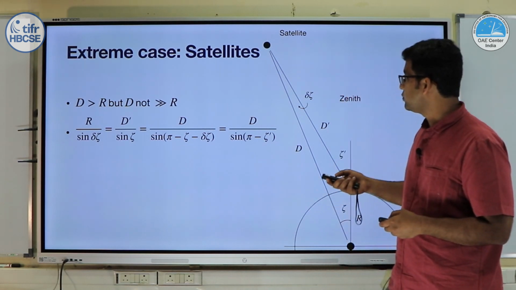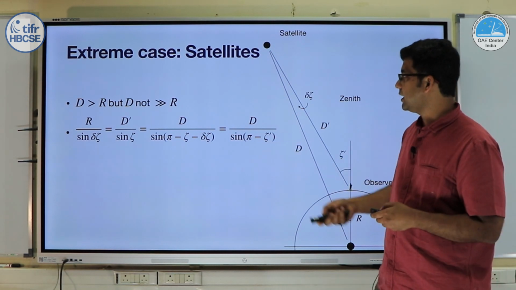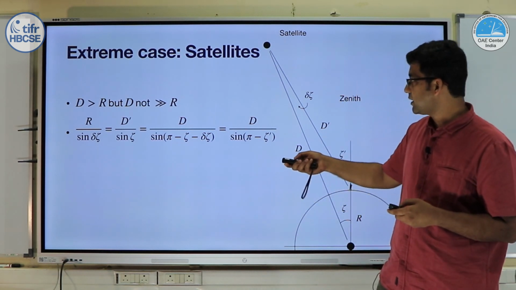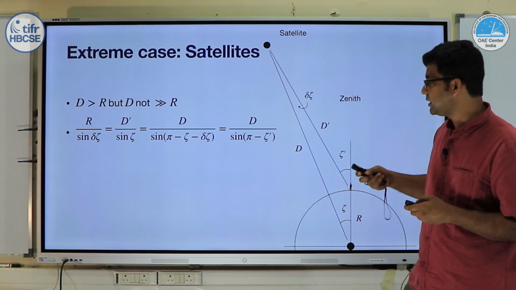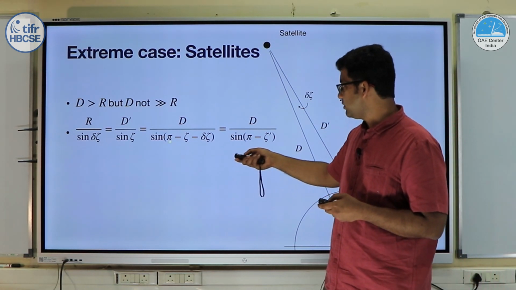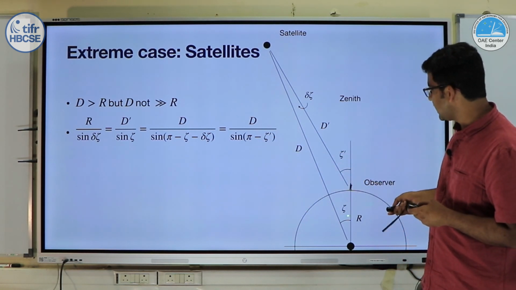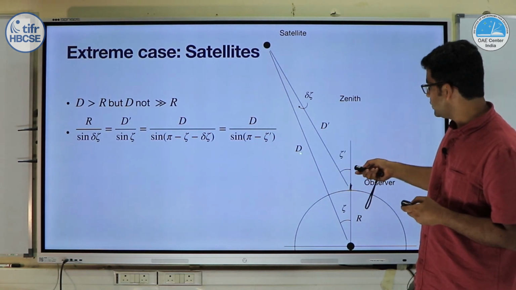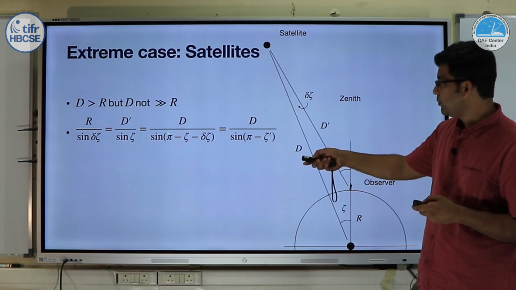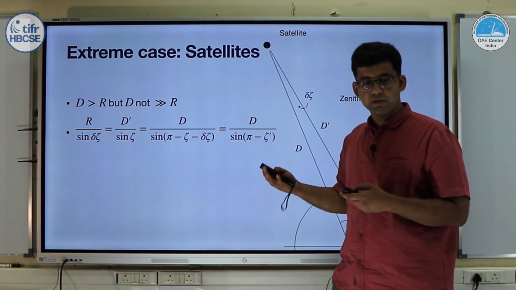There is a more extreme case where you want to figure out these angles for satellites. So, D is greater than r, but it is not much greater than r. So, we cannot use the simplification that D is equal to d prime or that delta zeta is fairly small. So, in that case, we can still use the sine rule and we can write down r by sine delta zeta is equal to d prime by sine zeta, which is also equivalent to D divided by sine of this angle, which is pi minus zeta minus delta zeta, or equivalently pi minus zeta prime, the observed zenith angle.